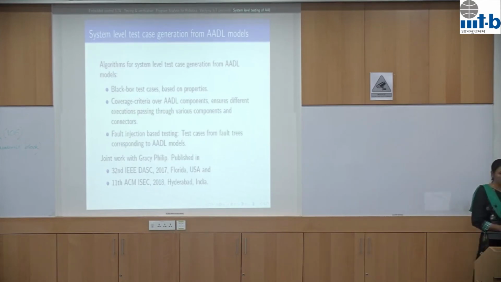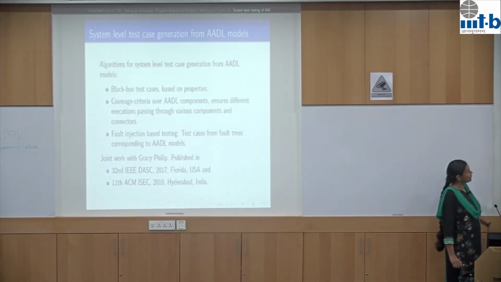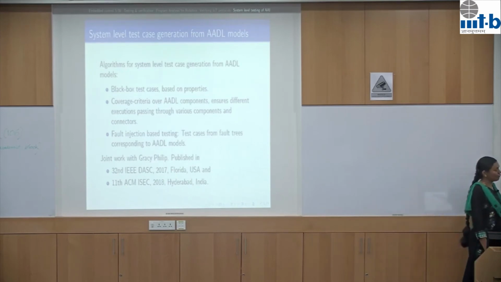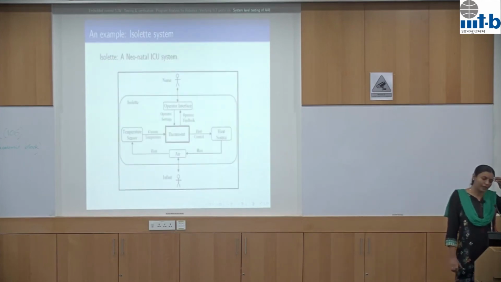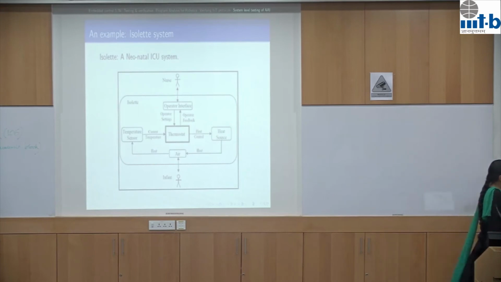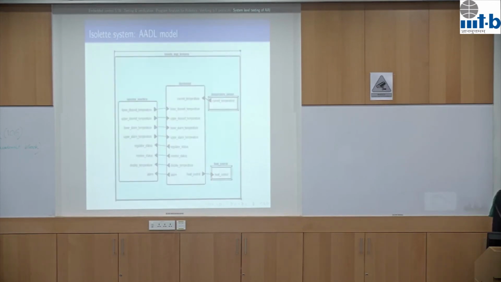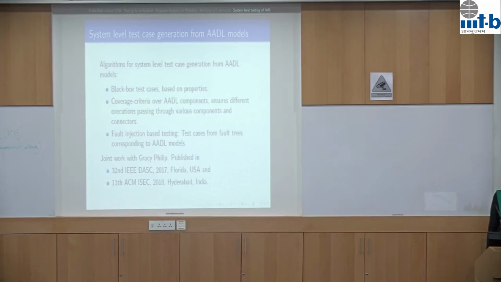What we have developed are 3 kinds of algorithms for system level test case generation. One is called black box test case generation. For example, you could say that from the time the infant is put inside the NICU and the nurse switches on the operator interface, the whole system is up and running within 3 seconds. Otherwise, it could be a danger to the life of the infant. So this is a property. Given a specification architecture like this of the system, we can automatically generate a test case for this property.